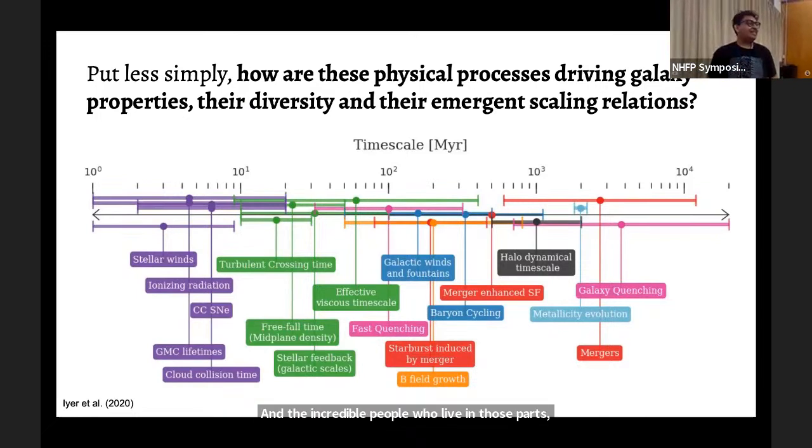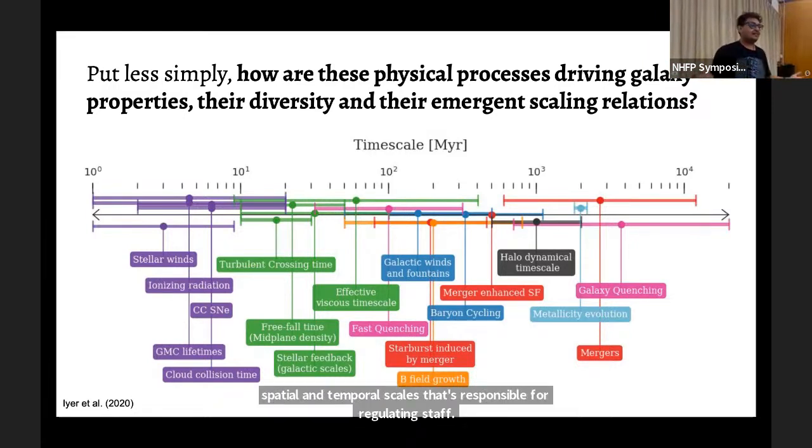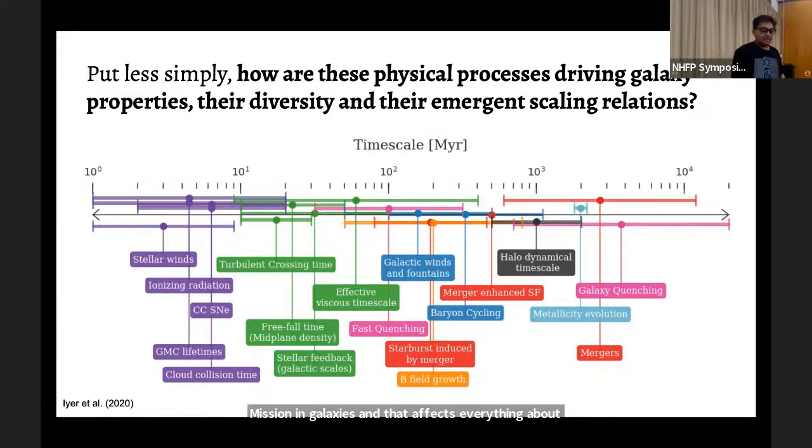And the incredible people who live in those spots, right? They've been thinking about this for a while, and they came up with a picture that says that there are many different physical processes across many different spatial and temporal scales that are responsible for regulating star formation in galaxies, and that affects everything about them. That affects their growth, it affects how they look, and understanding and characterizing the timescales on which these different things operate and constraining their relative strengths is what's going to tell us exactly what leads to a galaxy presenting the way it does.